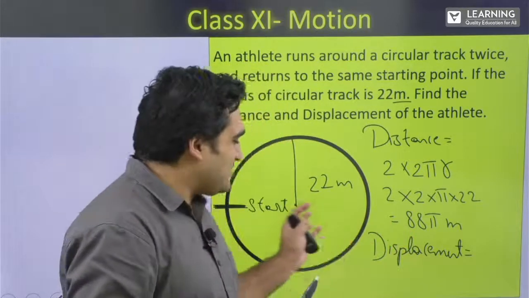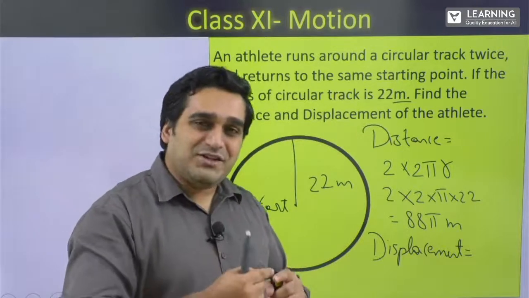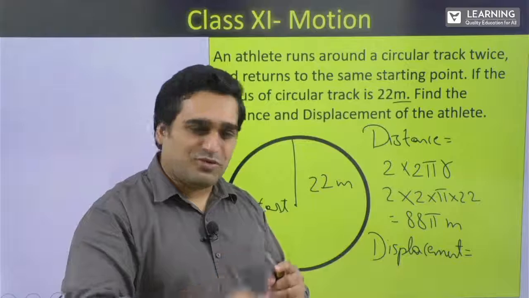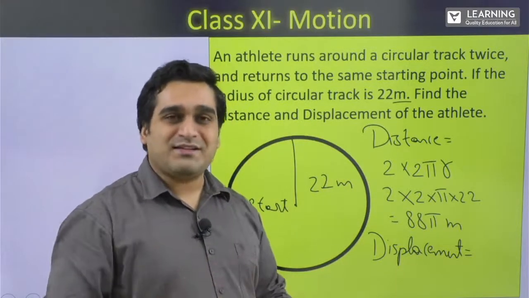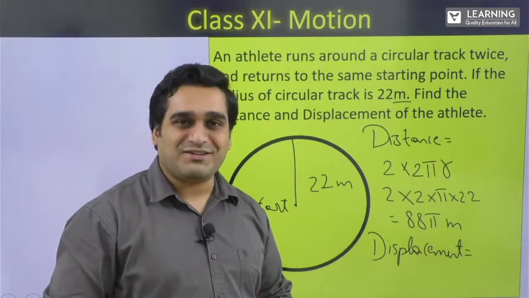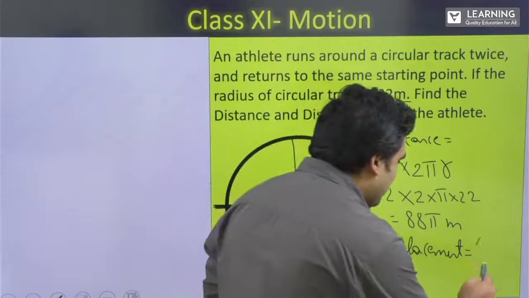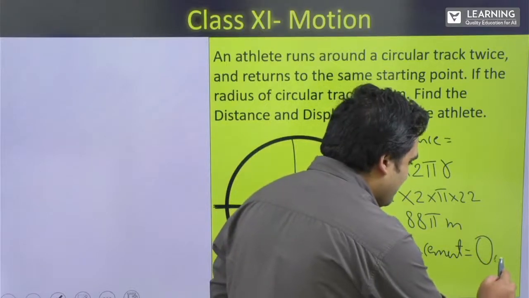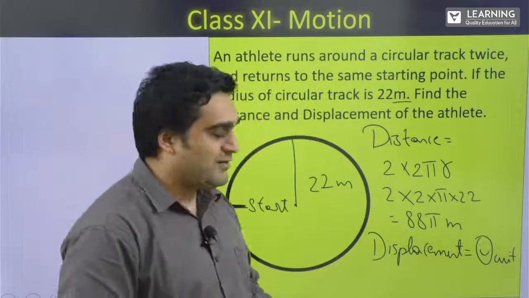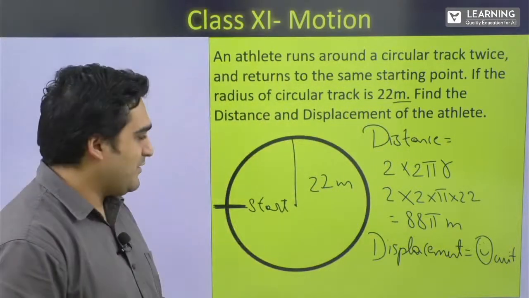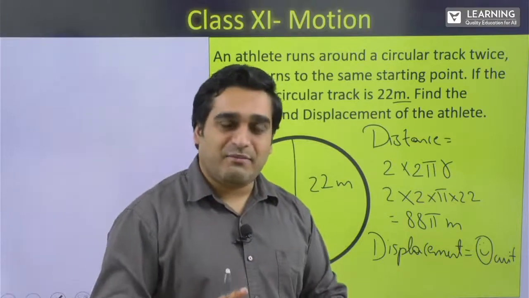This is the same case with displacement. If the initial and the final point are the same, though the person has gone round the circular track twice, it still seems like he did not move from the position. So the displacement is ultimately 0 units. All right, with a smile. So this is one more fascinating thing about displacement.